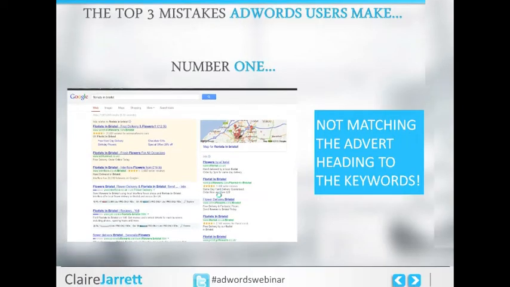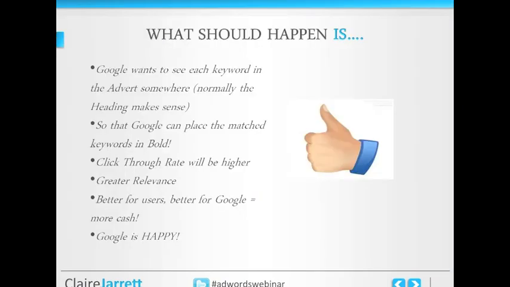So what should happen is that Google wants to see each keyword in the advert somewhere, normally the heading. Okay, so that's my recommended place to put it, so that when it matches it, it can put it in bold. Your click-through rate will be higher. That's the percentage of people that see it that click it. You get greater relevance. So it's better for you, better for the users, better for Google. More cash for Google, more cash for you. Google is happy. It's as simple as that.